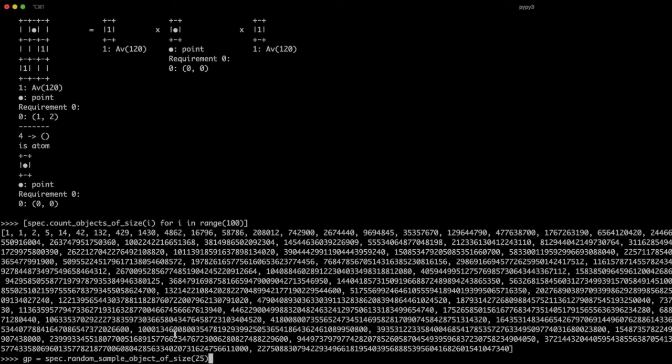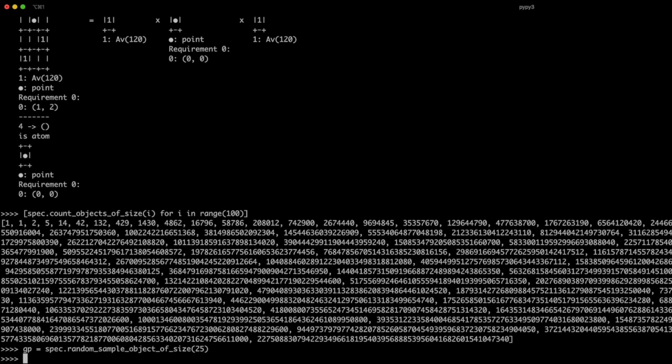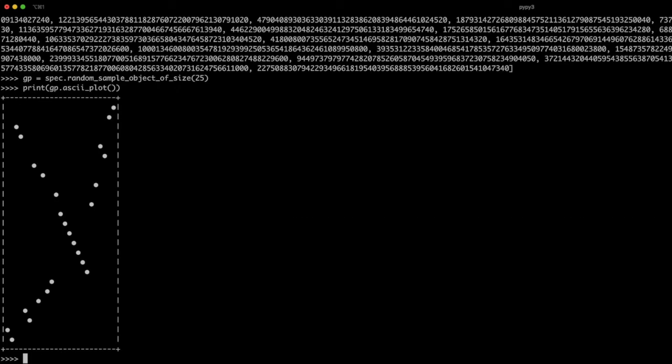So let's pick a random permutation of length 25, store it in the variable GP. GP stands for gridded permutation. And let's see what we got. That's the random 231 avoider we chose.